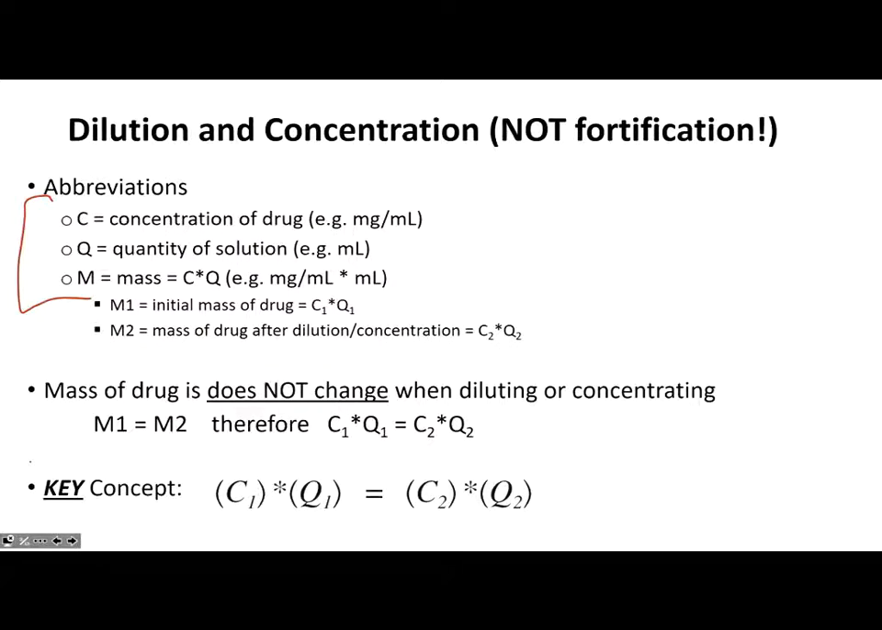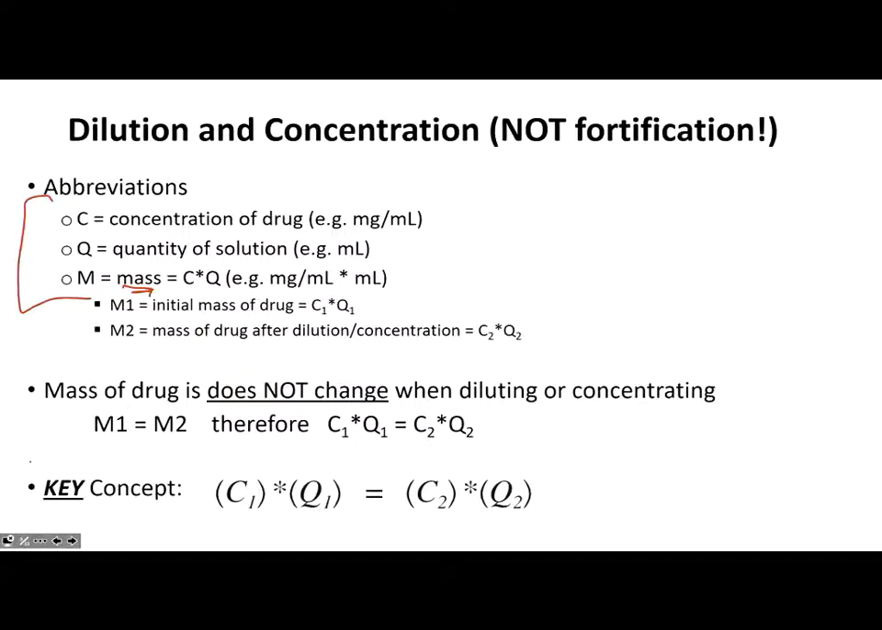So we have a concentration, and a concentration would be something like milligrams per mL, whereas a quantity would be something like a volume, like milliliters. This is important for mass. The formula for mass of something is the concentration times its quantity. So C times Q equals M. Mass is equal to the concentration times the quantity. And just use our sample units. If you have milligrams per mL times mL, the mLs cancel, right? And what do you get?